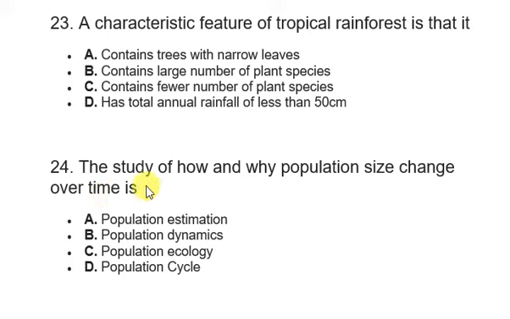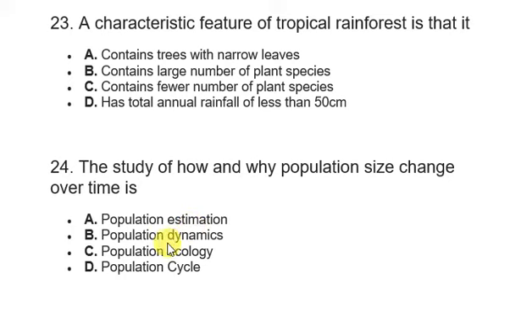Question number 24. The study of how and why population size changes over time is A. Population estimation. That's incorrect. Population estimation has to do with calculating the population per year or during some recent period. It has to do with calculation of the population, just as the word suggests, estimation. It does not study how and why. It only studies the total number of population, the increase and maybe the decrease. It has nothing to do with why it is like that.